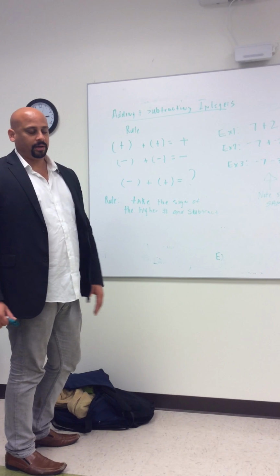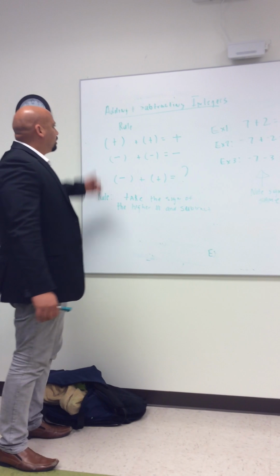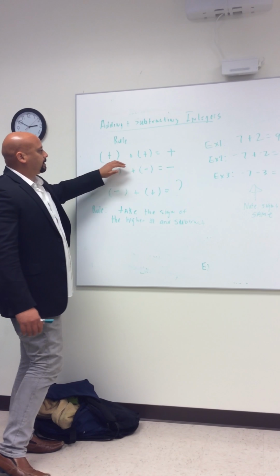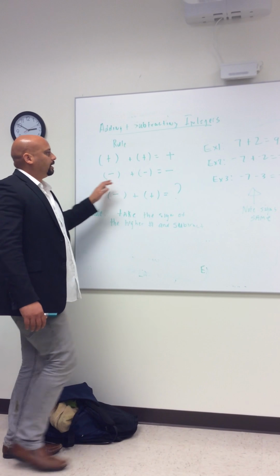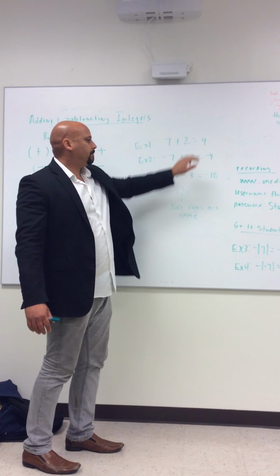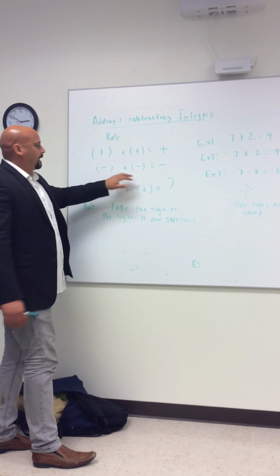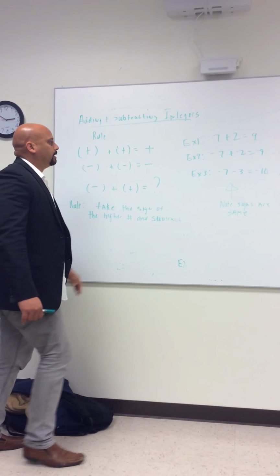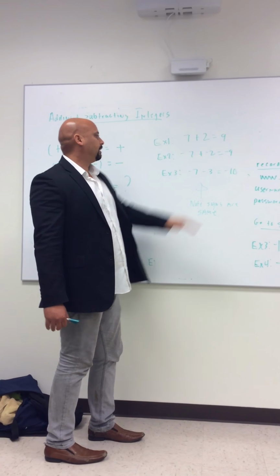Again about adding and subtracting integers. There's basic rules. If it's a positive plus a positive, it's always positive. In other words, positive 7 plus positive 2 is positive 9. A negative plus a negative makes a more negative number. Negative 7 plus negative 2 is negative 9.